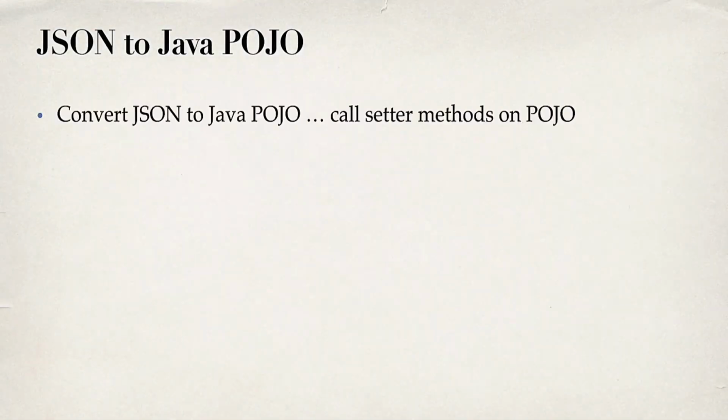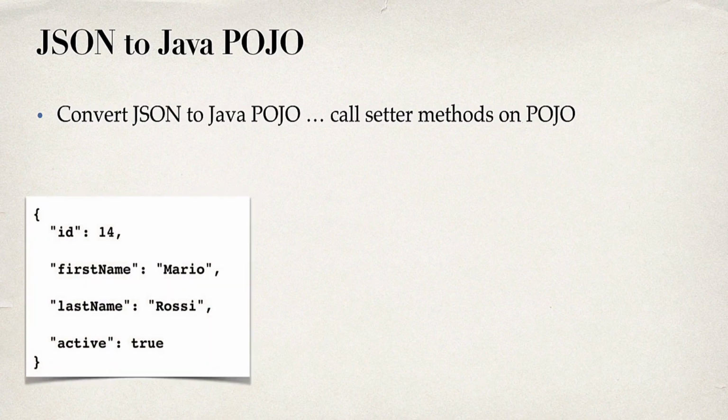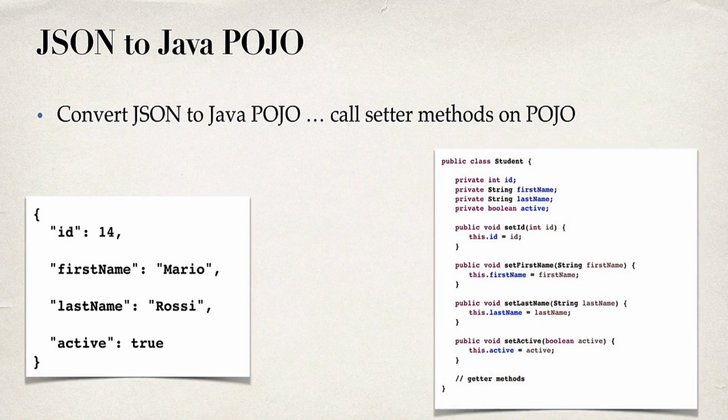All right, so let's dig in a little deeper here. Converting JSON to Java POJO. Remember, I said it's going to call the setter methods on the POJO. Starting over here on the left-hand side with this JSON object, then we have this POJO. Again, plain old Java class, Student. We have some fields defined, and we have the getter and setter methods. The important thing here, again, is that Jackson's going to call the setter methods on the POJO. So for ID, it's going to call setId.